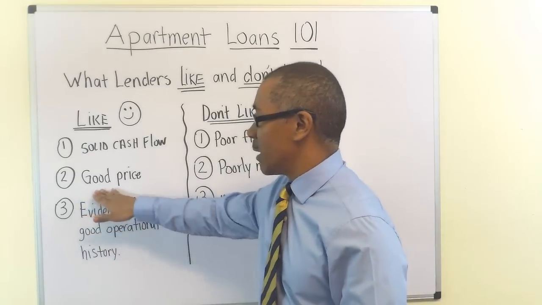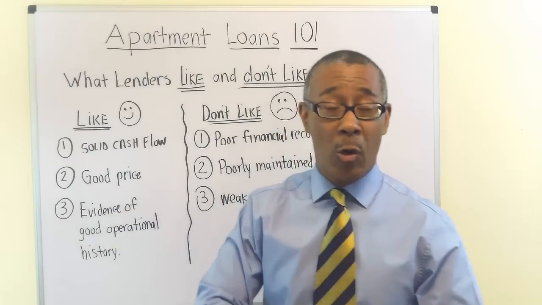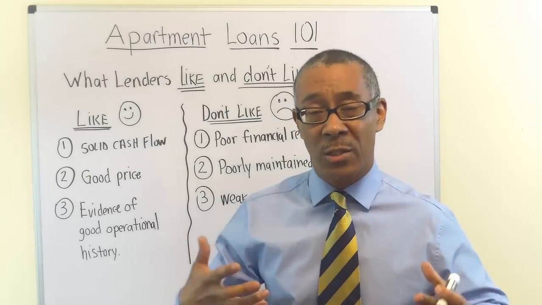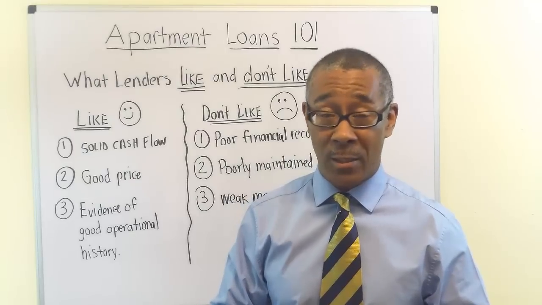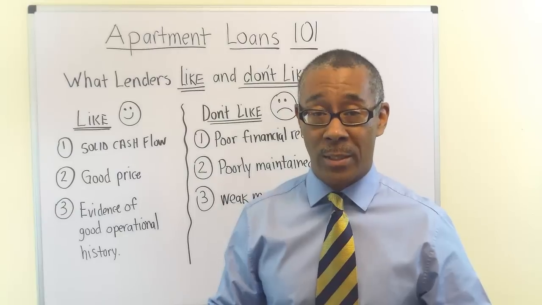Number 2 is a good price. Lenders like a good price. They don't want you to overpay, and if you overpay, it puts constraints on the cash flow, and that's risky for a bank. So remember, for a bank, it's all about risk.